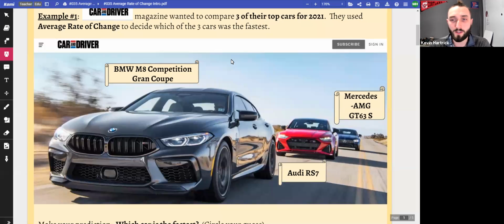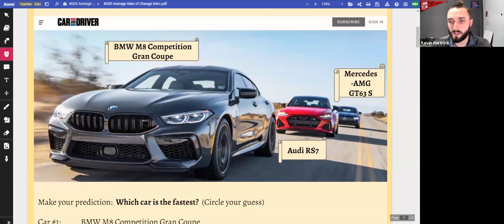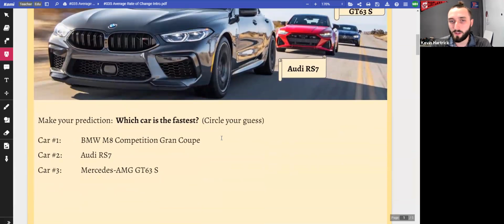So here are the 3 different cars. This first one, the gray one, is called the BMW M8 Competition Gran Coupe. The middle one, red, is called the Audi RS7. And the Mercedes AMG GT63S is in the back, and it's blue. It's kind of back there, but I have other pictures of it, so you'll see it in a better light soon enough.